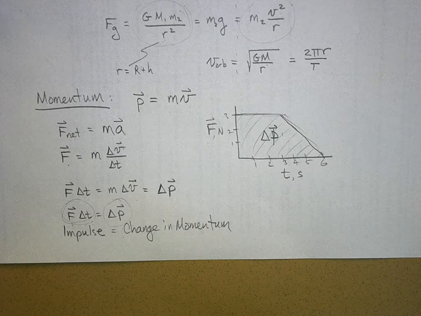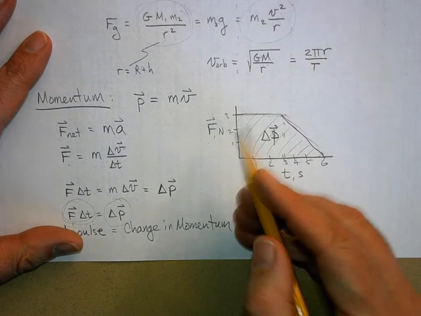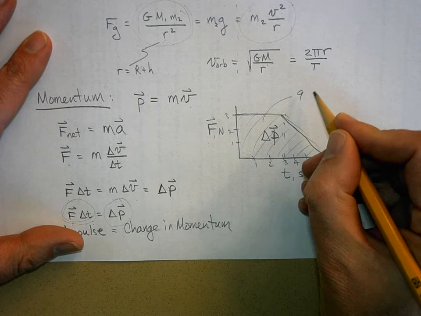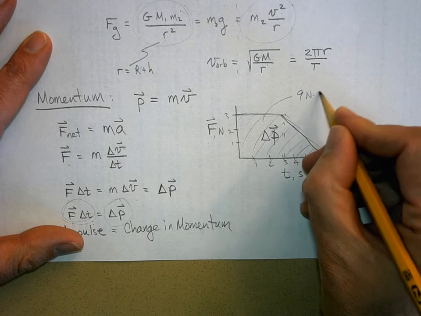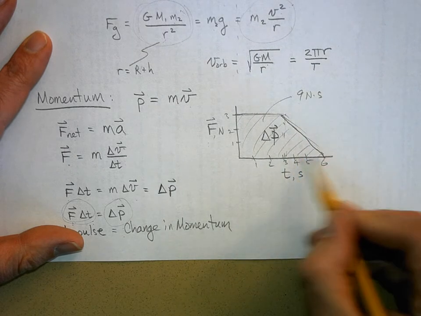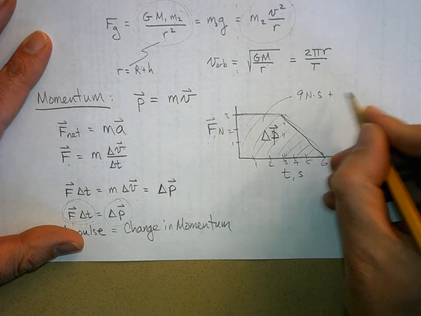And so you could break it up into shapes. Okay, well, let's see. 3 times 3, that's 9 Newton seconds. And then what is this? Well, this is 3 times 3 divided in half, so that's plus 4.5.